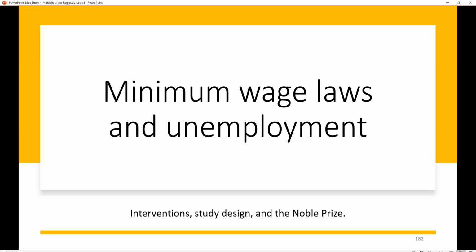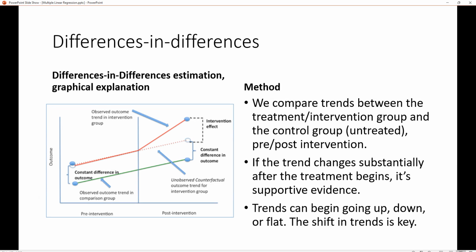Okay, so for this, now we're in our second study, and this is the minimum wage laws and unemployment study. We'll look at interventions, study design, and the Nobel Prize. And the method that won the 2021 Nobel Prize comes from the differences in differences study design. And in this graph we see on the left side, we have the differences in differences estimation, and we have a graphical explanation on it.